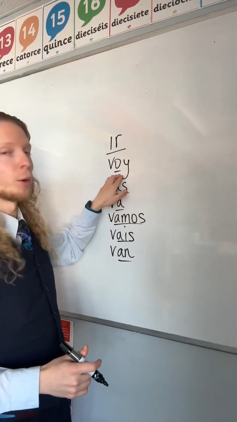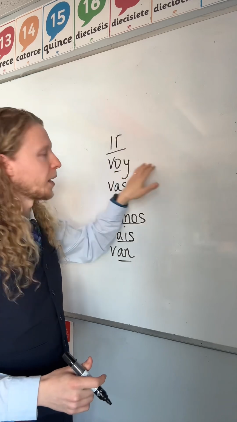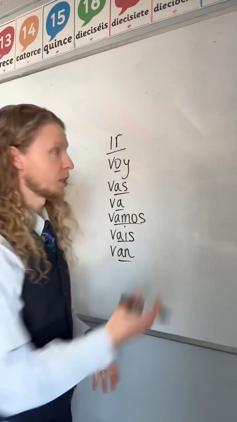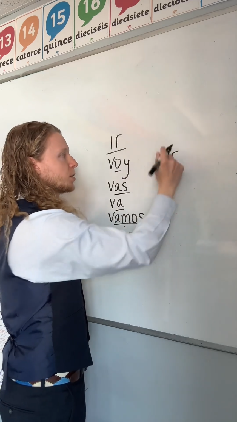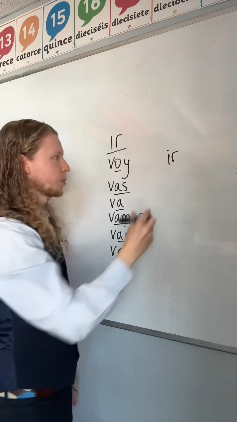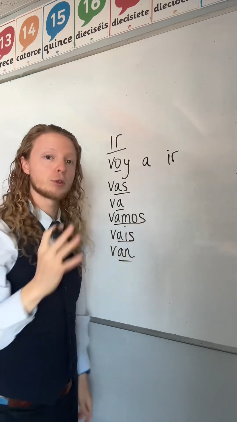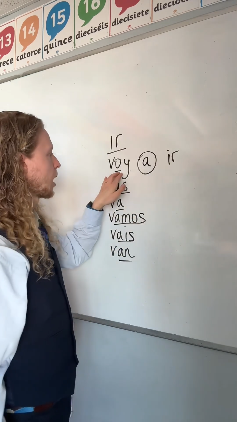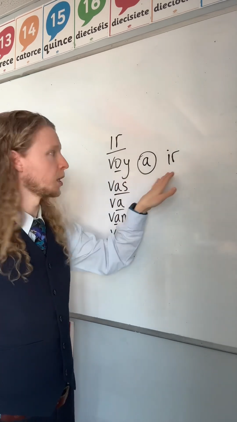So we need voy, I'm going, for example, and then we need an infinitive verb, something like ir. We can use this one again, ir, to go. Voy, I'm going, ir, to go. But we need something else. We need a. This is crucial. We cannot forget the a. Voy a ir. It's almost like you're saying, I'm going to go.